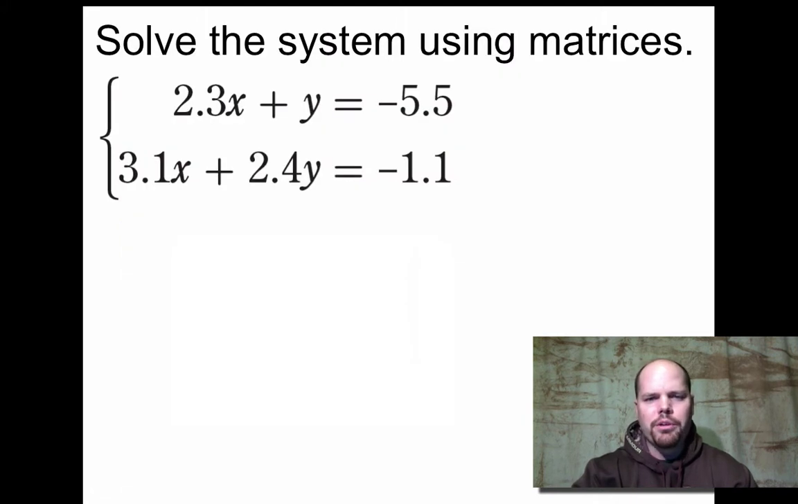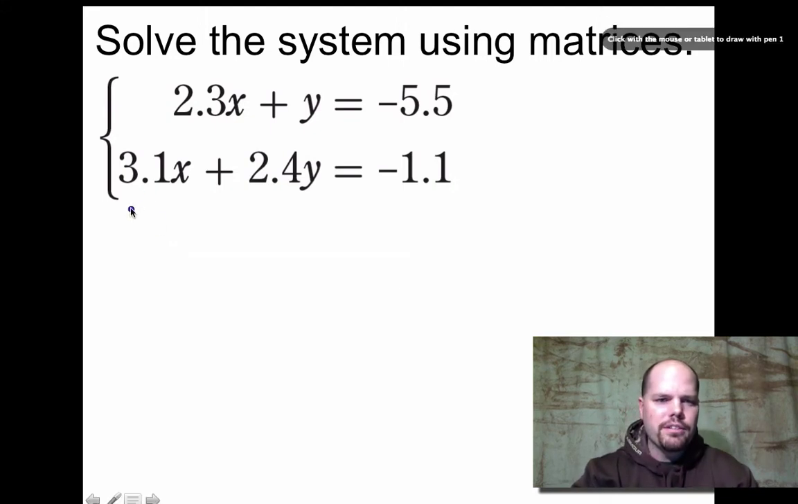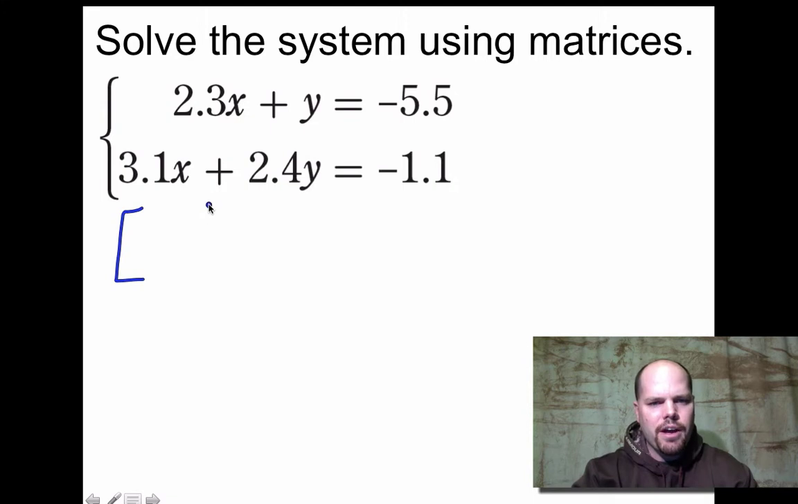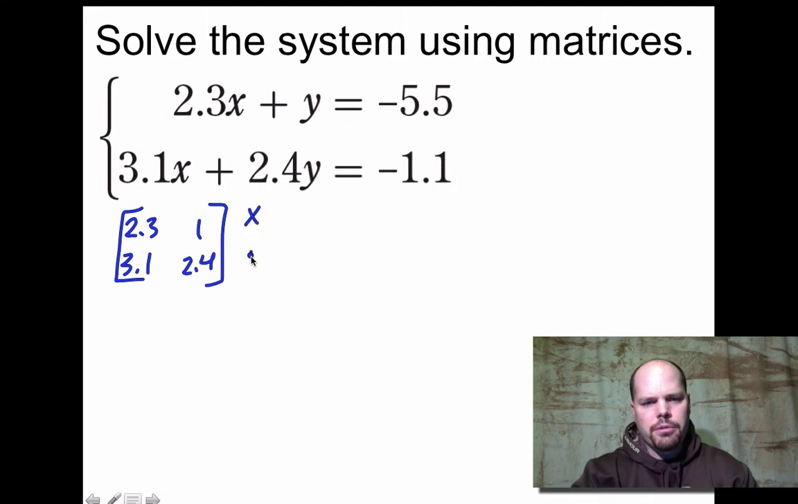Okay, we'll try one more here. Solve the system using matrices. So we need to get it in matrix form first before we tie into this. So we would have our coefficient matrix, which would be 2.3 and 1y. And the bottom row, so they're all lined up, ready to go. So sometimes you'll have to rearrange these to get it in matrix form. But 3.1 and 2.4. And then our variable matrix is xy.